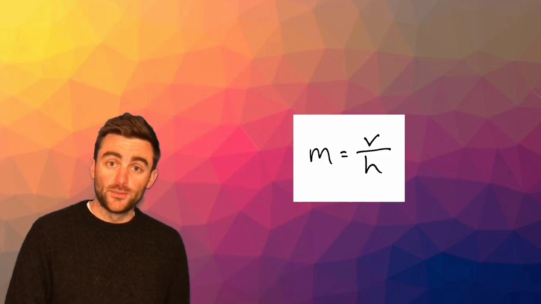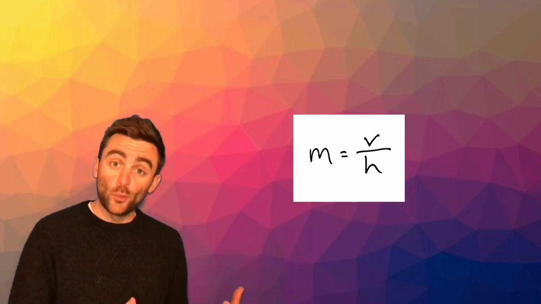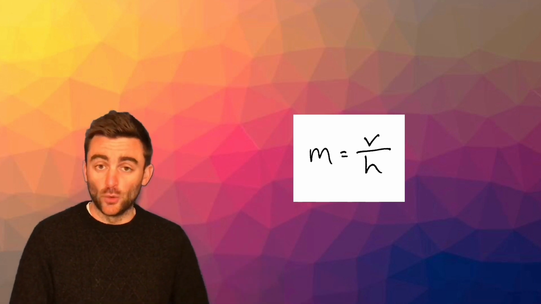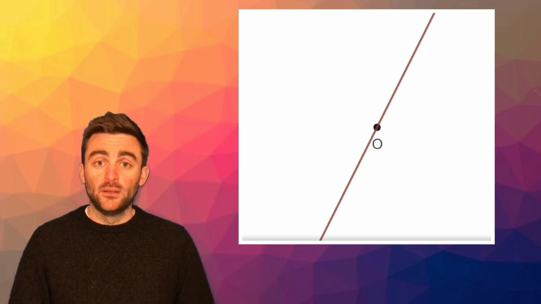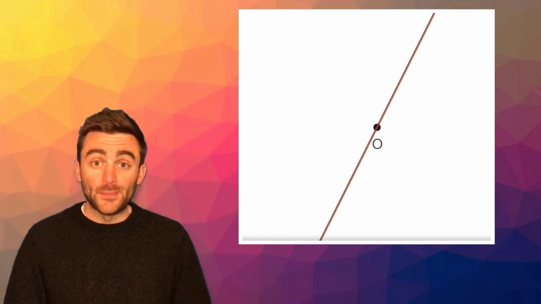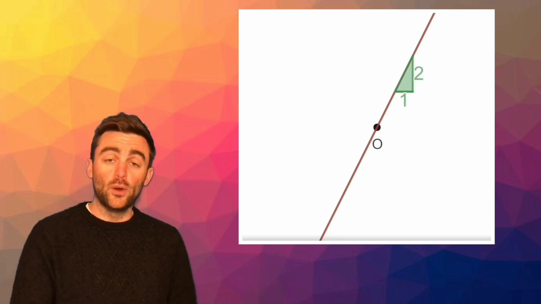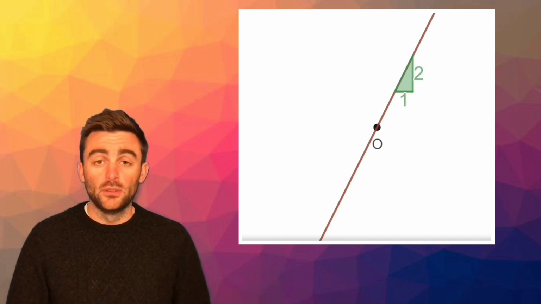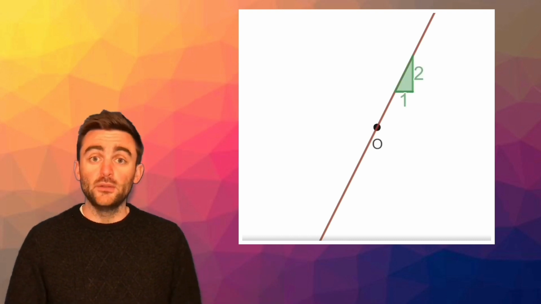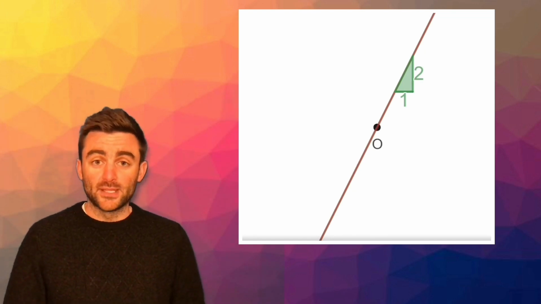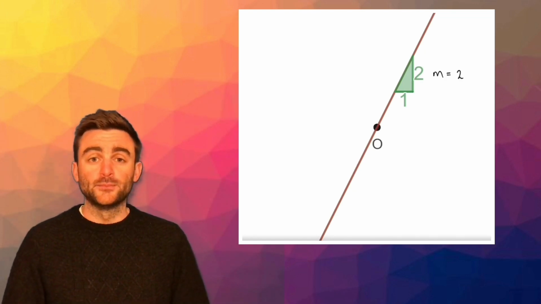In order to answer this, we have to go back to thinking about what gradient actually is. So gradient is defined as vertical change divided by horizontal change. That is to say, every time a line goes along one box, how many boxes does it go up or down? So in the line you can see in the diagram here, we can add a triangle to say, well, when I go along one box, I go up 2. Vertical divided by horizontal, 2 divided by 1, gives us a gradient of 2 for that line.